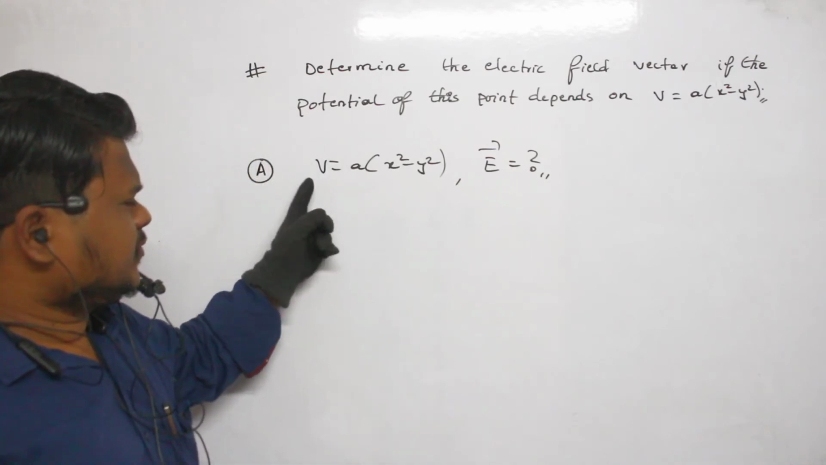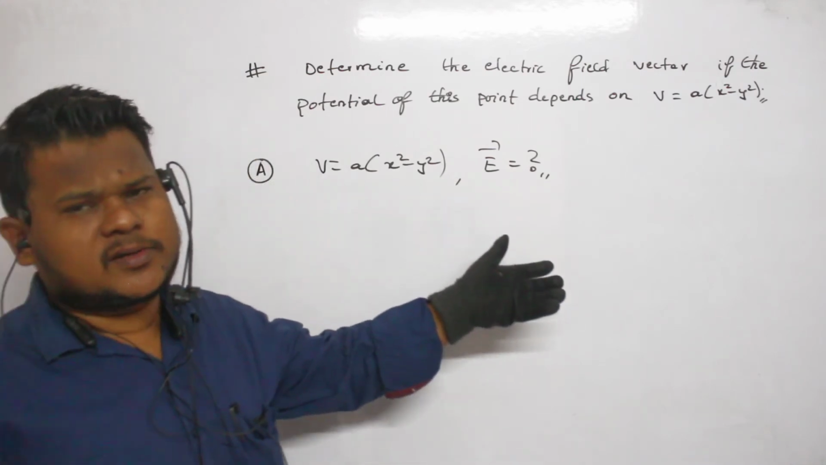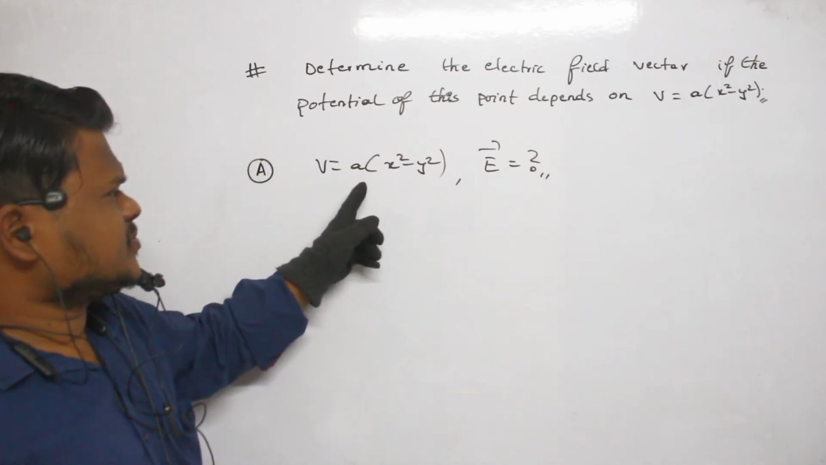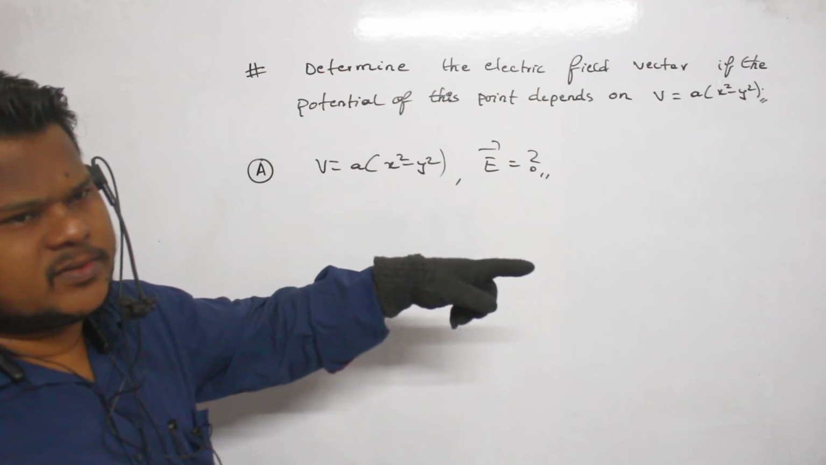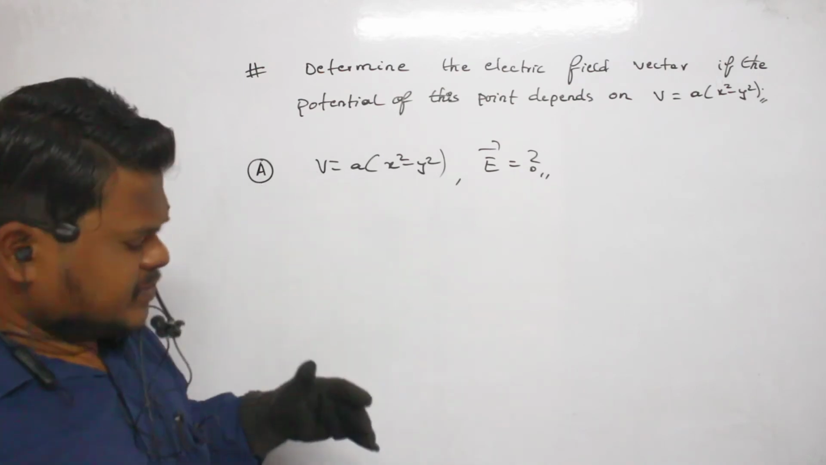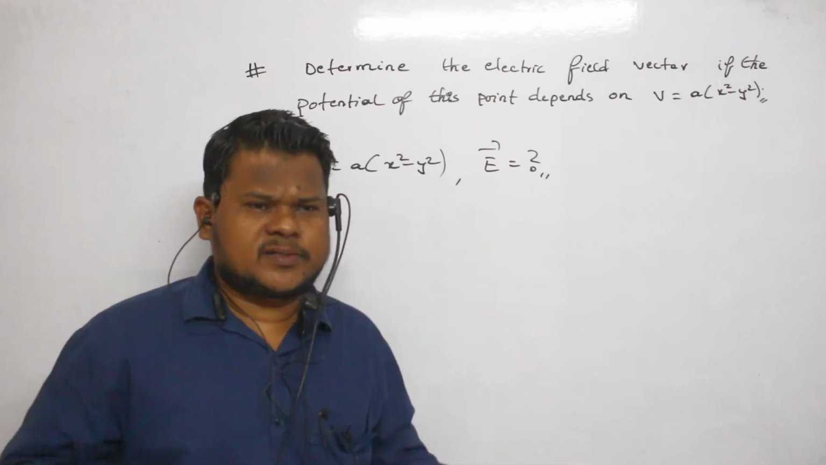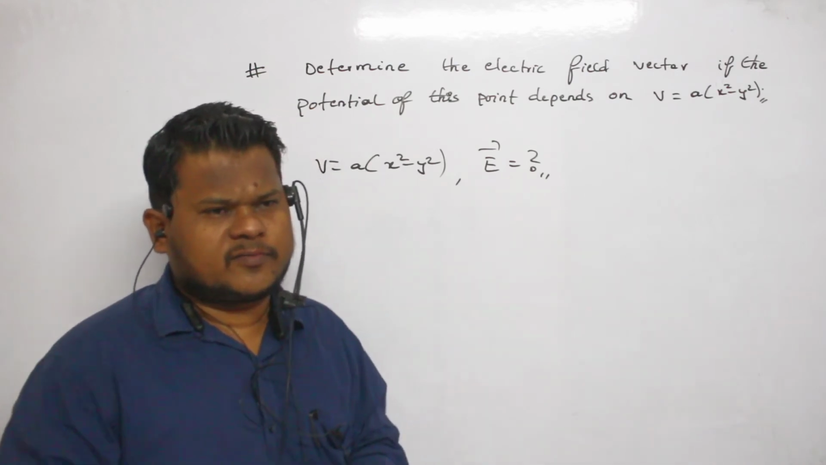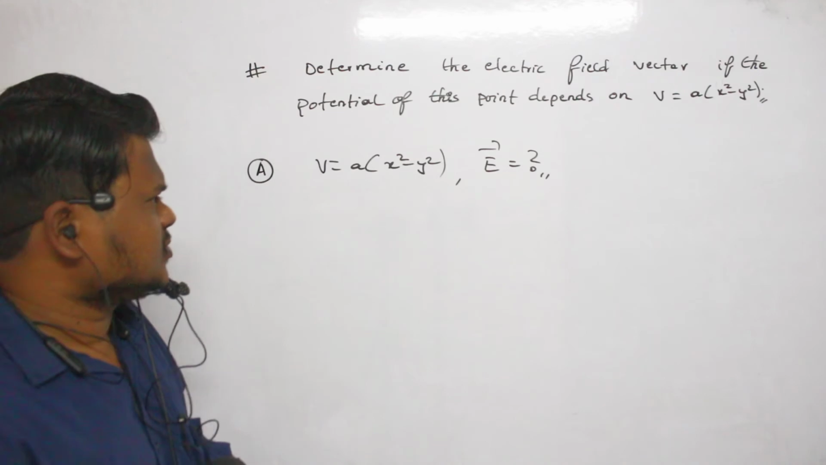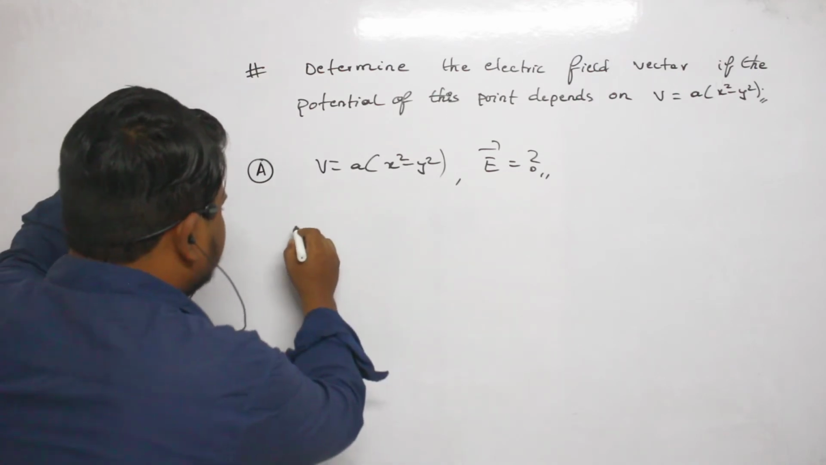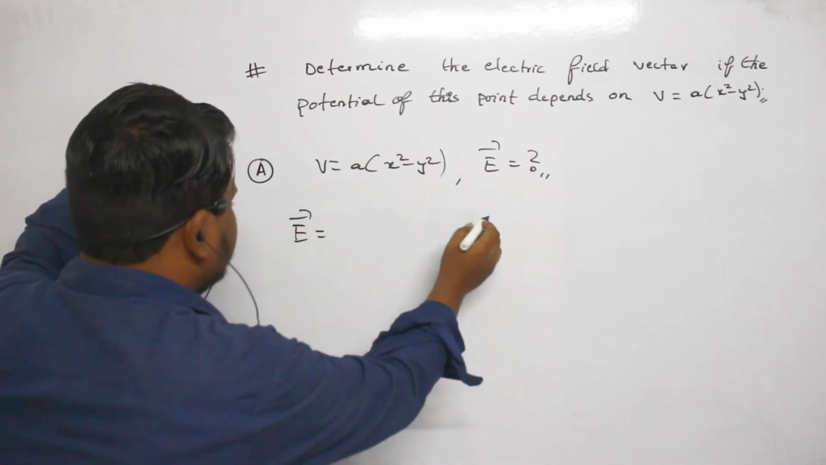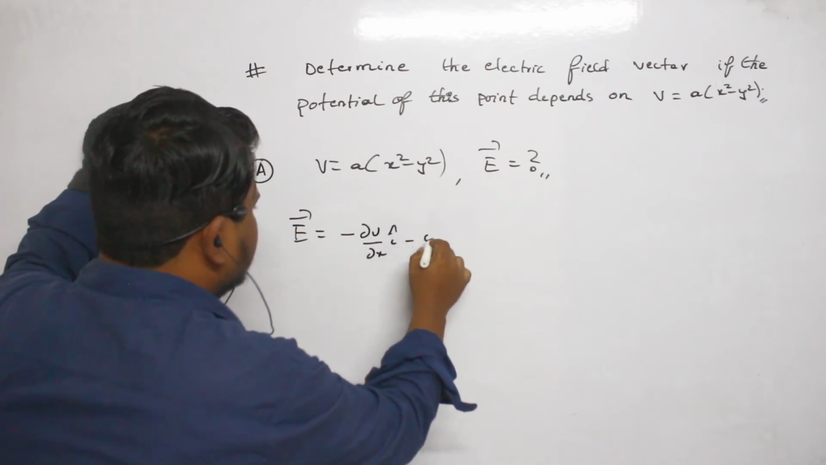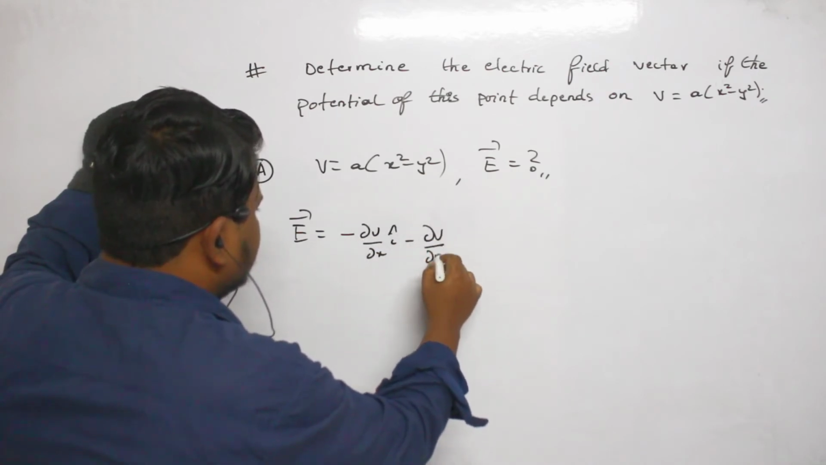We understand that the V value is depending on x as well as y. Potential is changing with respect to x, and it is changing with respect to y also. It means that electric field is present in both directions. Electric field is present along the x-axis. Similarly, electric field is present along the y-axis also. So therefore, what can I write? E vector can be written as minus dou V divided by dou x i cap minus dou V divided by dou y j cap.